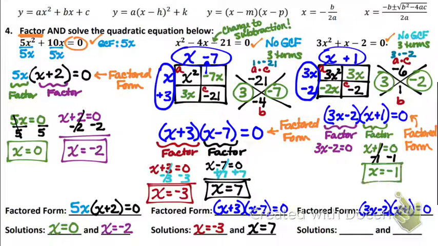X equals negative 1 is one of my solutions. For this one right here, I want to get x all alone, but I'm going to have to do two things. What do I do first? Yep, plus 2 on both sides. So I get 3x equals 2. Divide both sides by 3. And so x is 2/3.